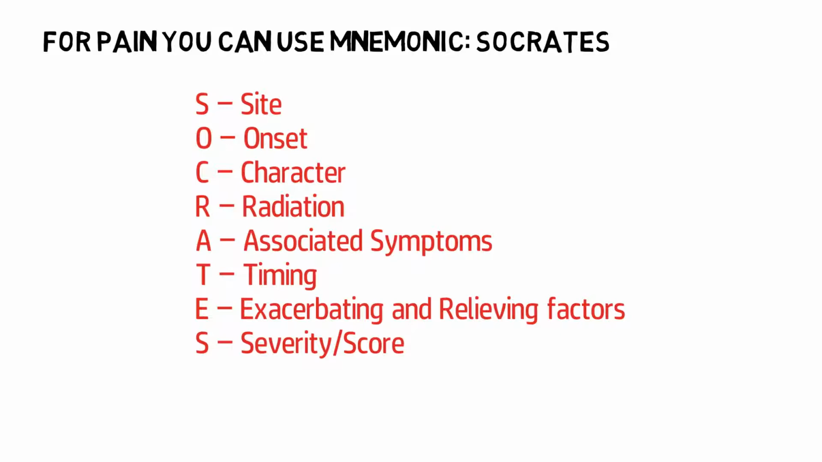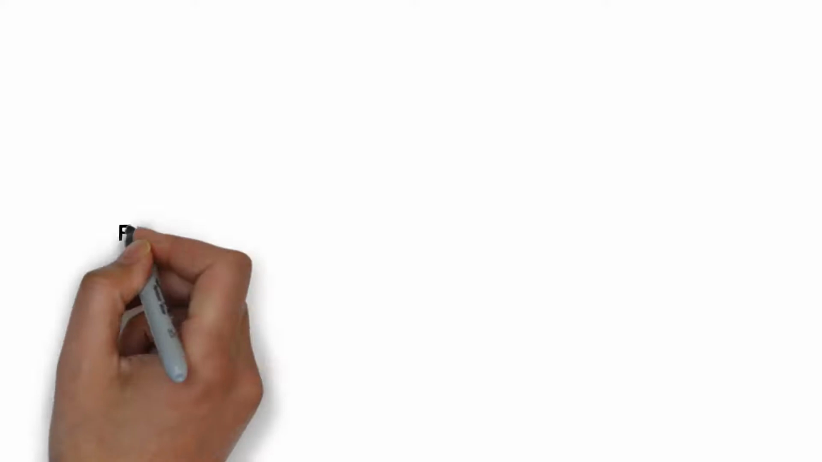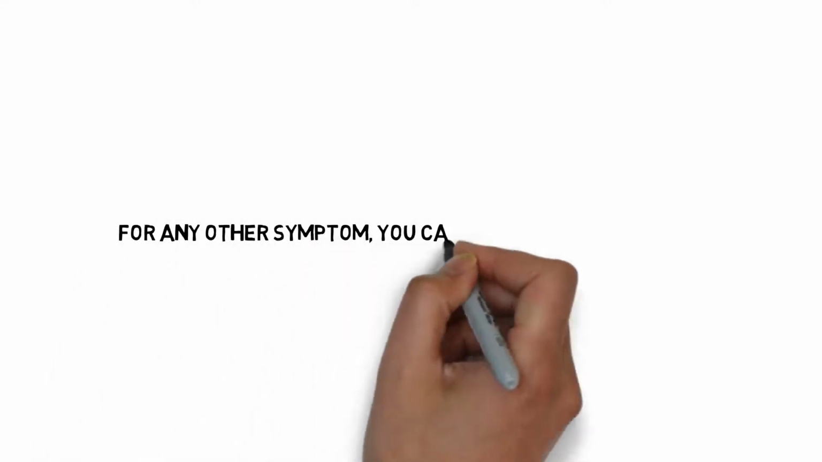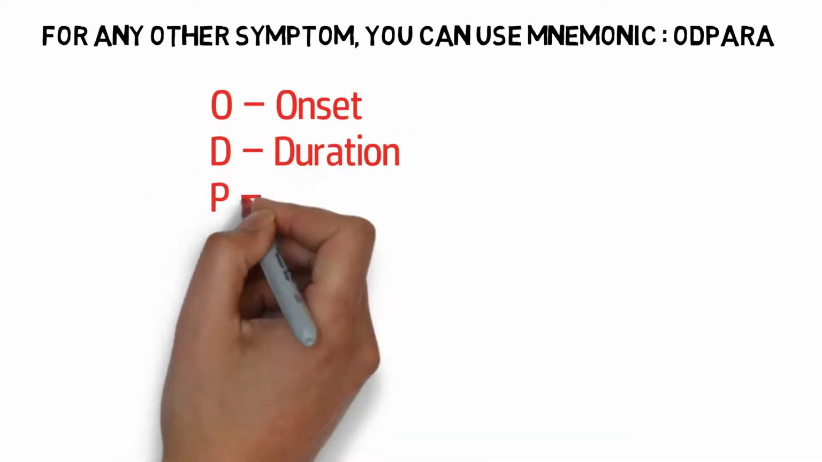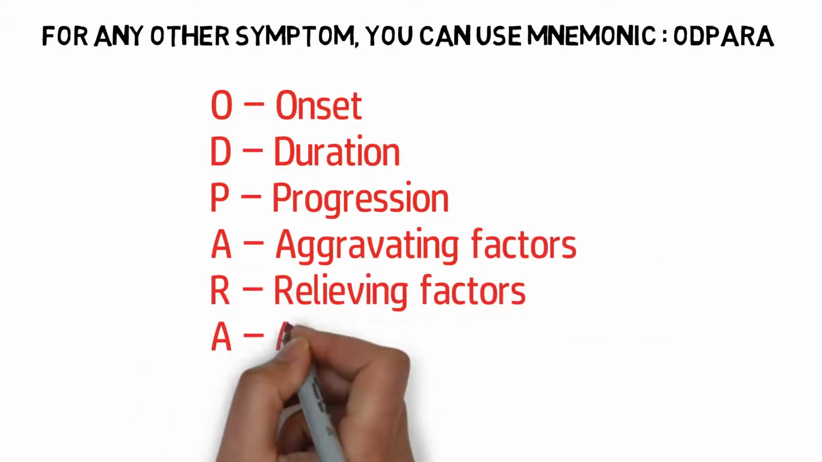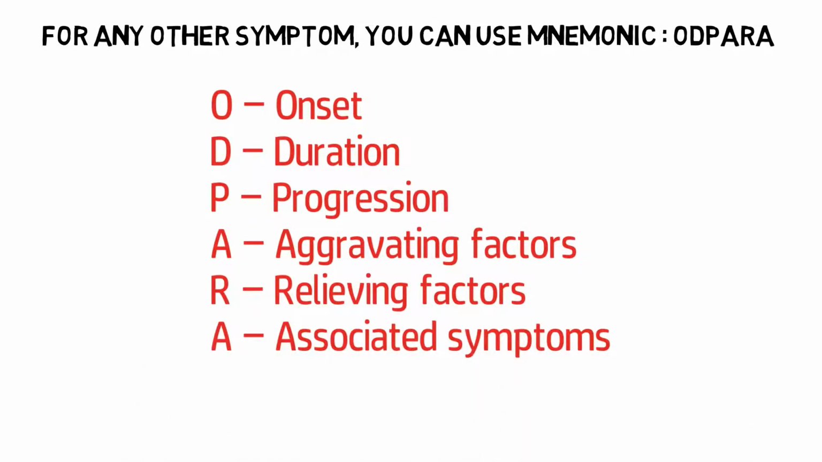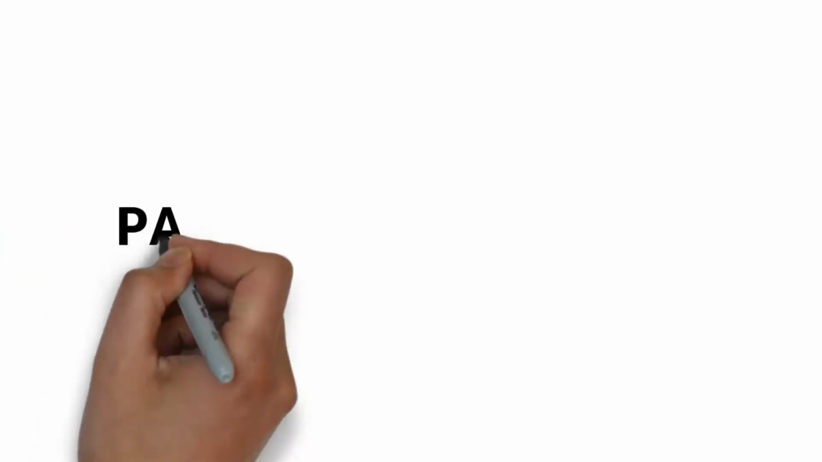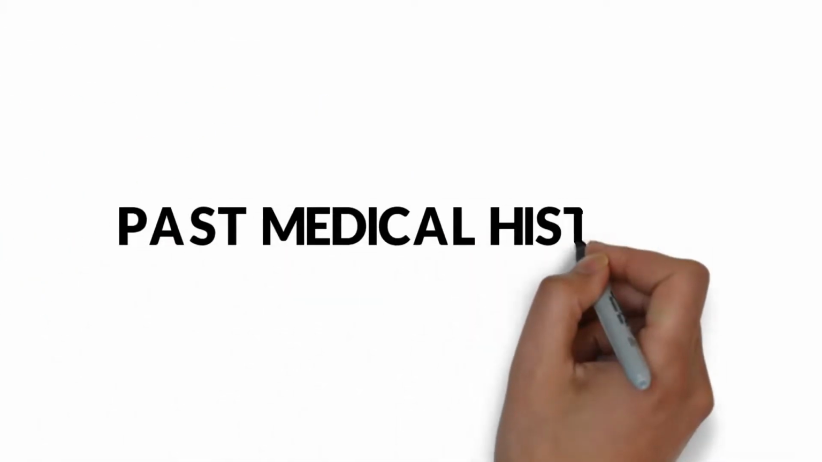Okay, and the second part is any other symptom other than pain. For that, there's a mnemonic OLD PARA, which is onset, duration, progression, aggravating factors, relieving factors, and any other associated symptom. After presenting complaint, the second part is past medical history.